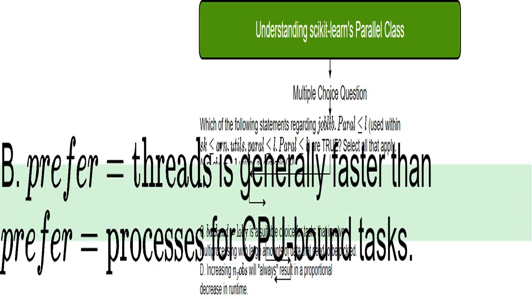Here, we are comparing 2 approaches to parallelism. Using threads, prefer equals threads, versus using processes, prefer equals processes. For CPU-bound tasks, tasks mainly limited by CPU speed, consider the impact of the global interpreter lock, GIL, in Python. Does using threads overcome this limitation? What are the implications for performance?